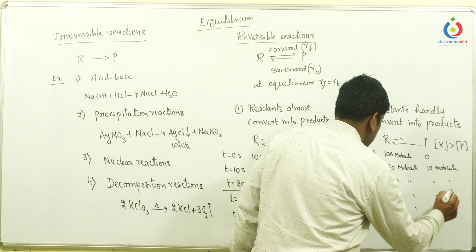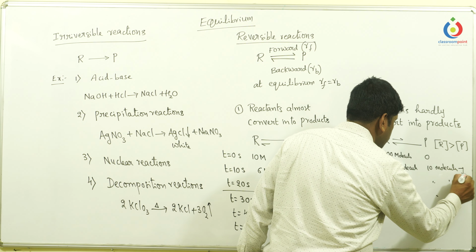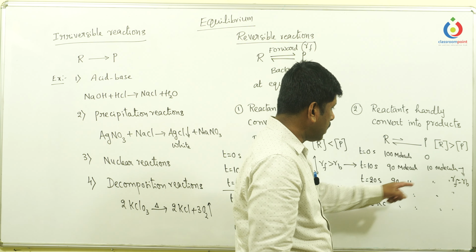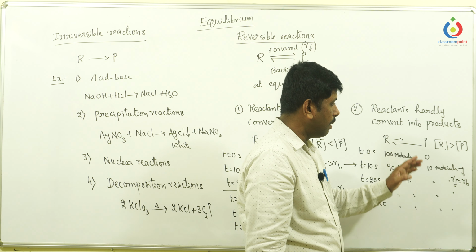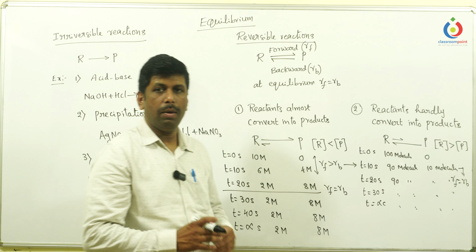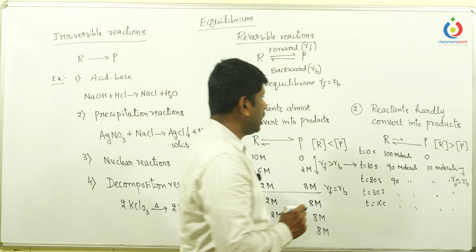Now, in this case also, from here onwards, at this stage, the rate of forward reaction is equal to the rate of backward reaction. So from here onwards, rates are equal, but the concentration of the reactants dominates the concentration of the products. Now, let us see the third category.